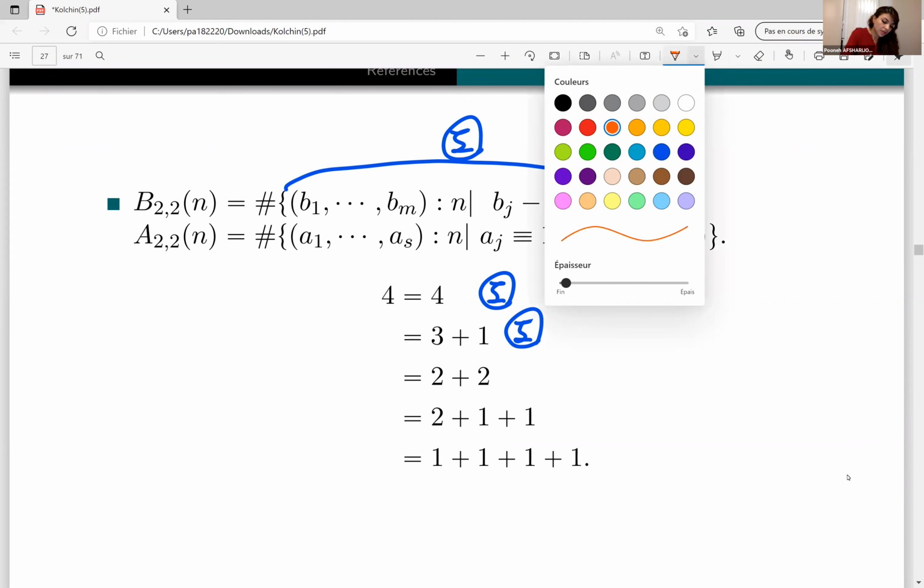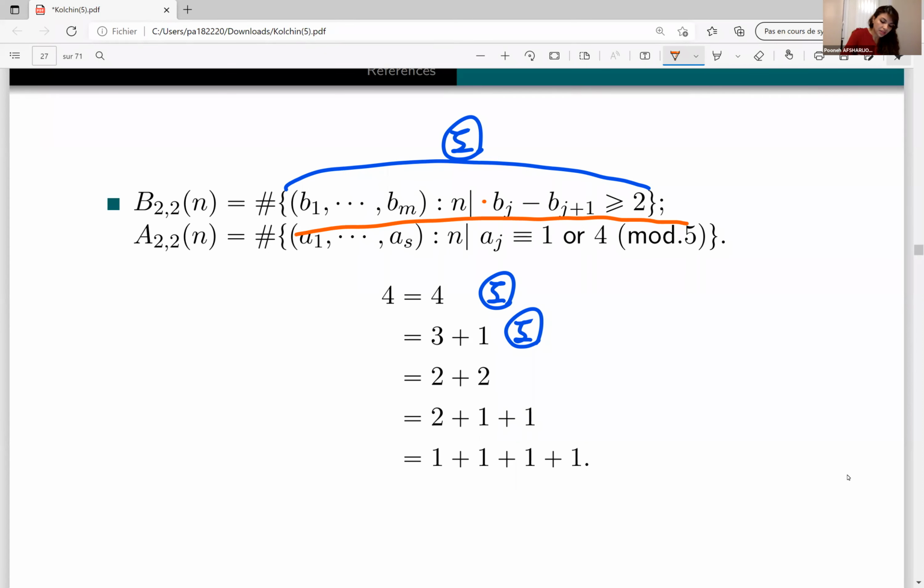I will denote this type of partitions now by the partitions of type 2. Obviously, the first partition is a partition of type 2. In the next three partitions, we have at least one part which is not congruent to 1 or 4 modulo 5. But in the last partition, all parts are congruent to 1 modulo 5. So again, we have two partitions of type 2.